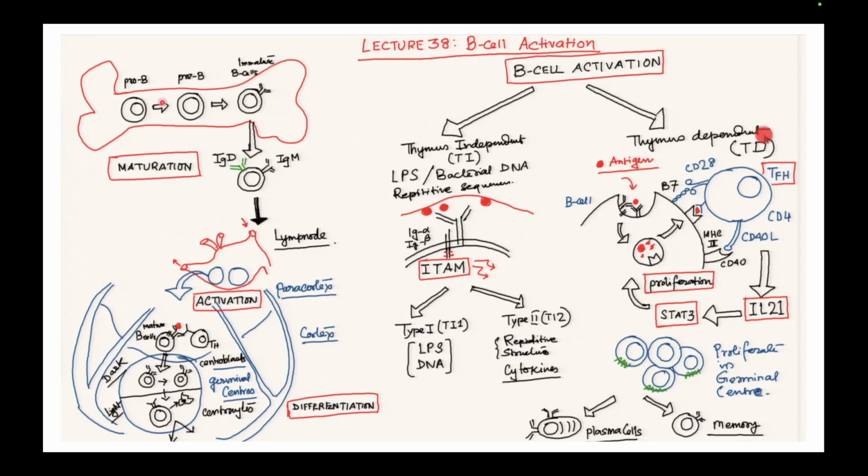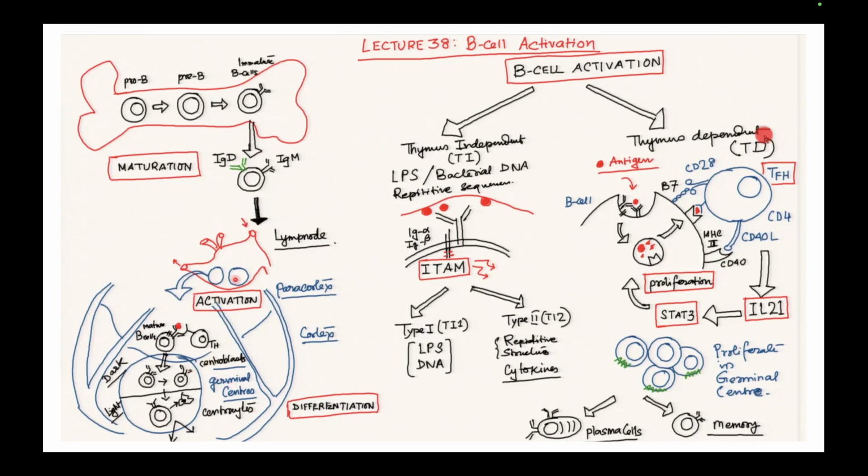So the maturation process, now we know, from multipotent progenitor cells to a mature B cell, the entire process is happening in the bone marrow. After in the bone marrow, when the cell matures, it leaves the bone marrow and goes to the lymph node where it encounters the antigen.